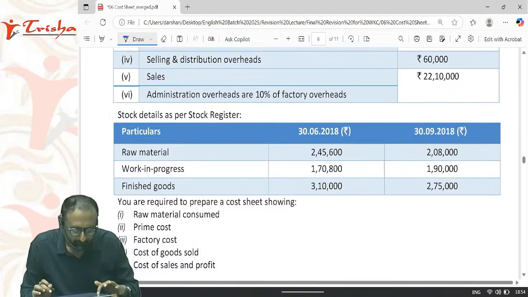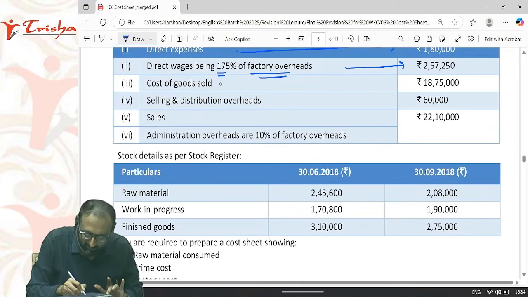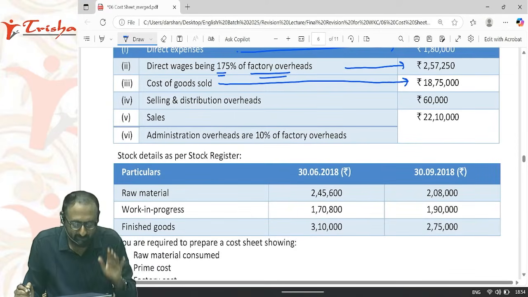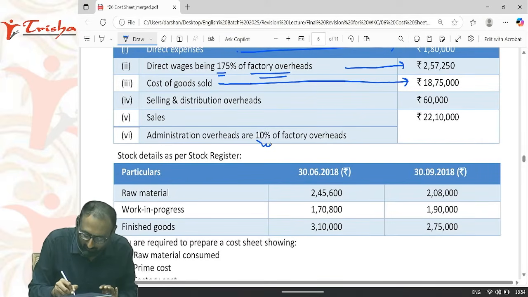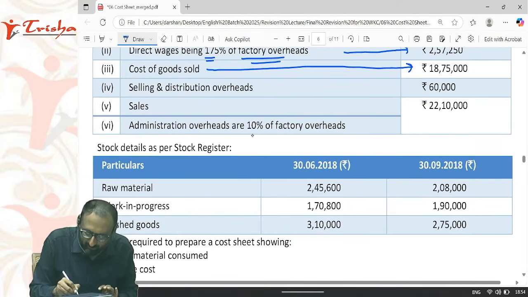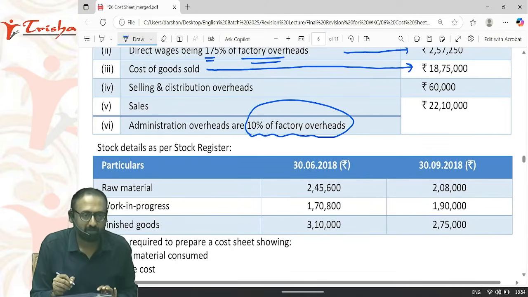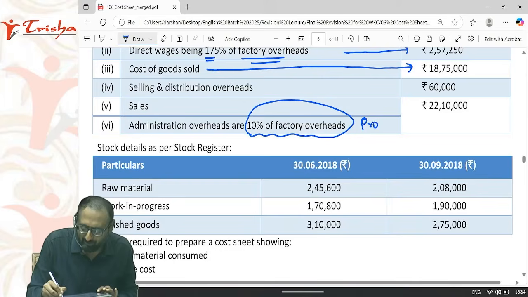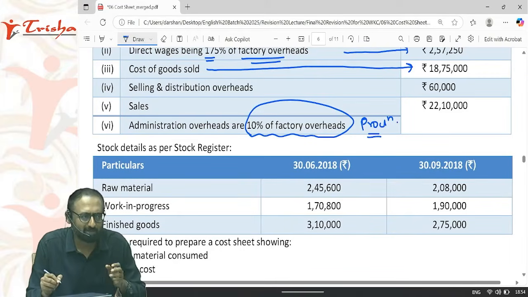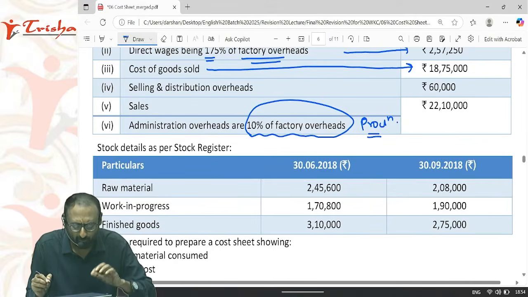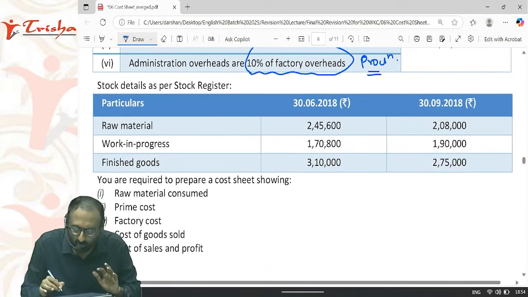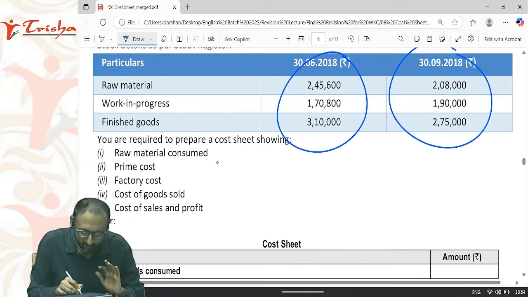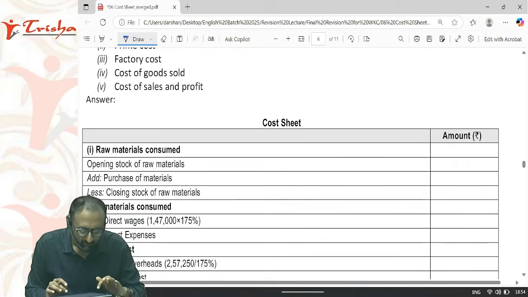Let's go ahead. Direct wages, COGS, selling and distribution overhead, and sales are given directly. Administration overhead is 10% of factory overhead. We will assume it as related with the production. Generally they will give in examination whether it is related with production or general. Opening stock and closing stock are given. You are required to prepare the cost sheet showing raw material consumed, prime cost, factory overhead, cost of goods sold, cost of sales and profit.